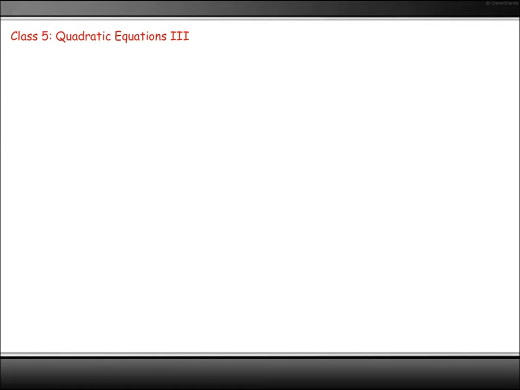Welcome to class number 5 of the Leaving Cert Ordinary Level Algebra course, which is the final class on solving quadratic equations. Example 1. Solve x minus 1 over x is equal to 2. Write your answer in the form a plus or minus root b.